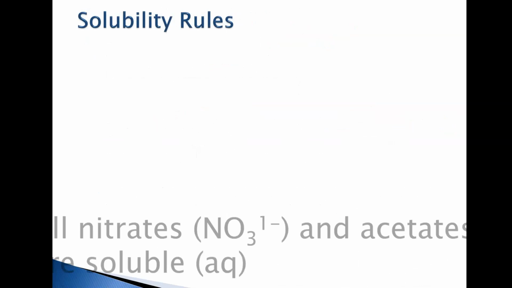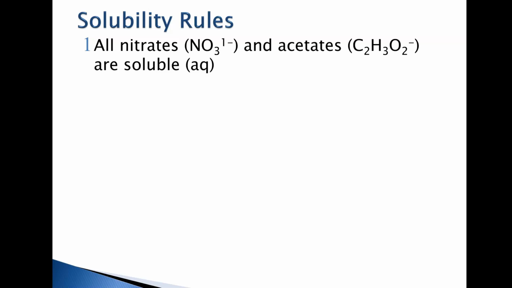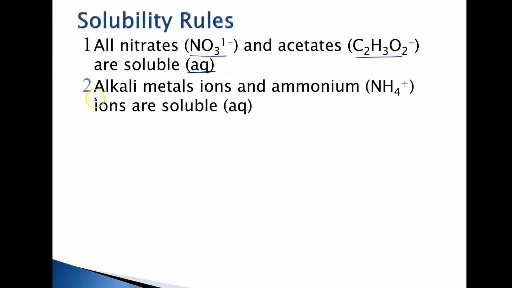So solubility rules, which you will need to memorize. Anything that ends in NO3 or acetate is always aqueous. Anything that begins with an alkali metal, that means column 1, or ammonium, is also aqueous. So those are our always rules. The way I remember them: 3 A's and an N. Ammonium, alkali, acetate, nitrate. Again, alkalis are column 1.